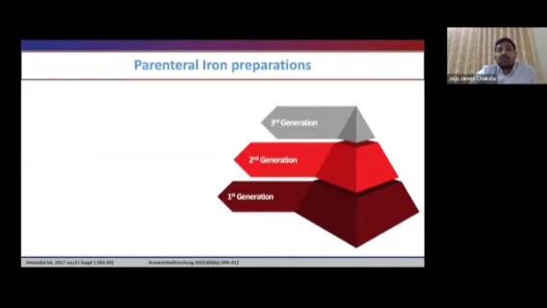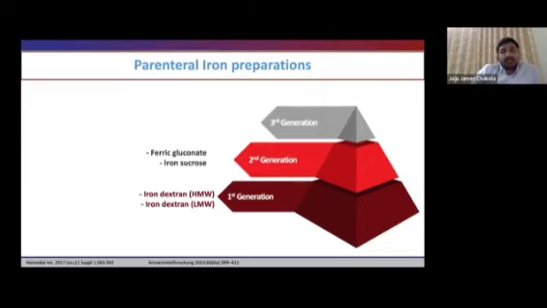So coming to the parenteral iron preparations, we have 3 generations of IV iron preparations. First generation, the earlier molecules, iron dextran, which is very less used nowadays. Second generation includes iron sucrose as well as ferric gluconate. Iron sucrose is still very widely used nowadays. And the third generation: ferumoxytol, ferric carboxymaltose, and iron isomaltoside. Ferric carboxymaltose is again very frequently in use today. Iron isomaltoside is also increasingly being used, whereas ferumoxytol is not very popular even now.